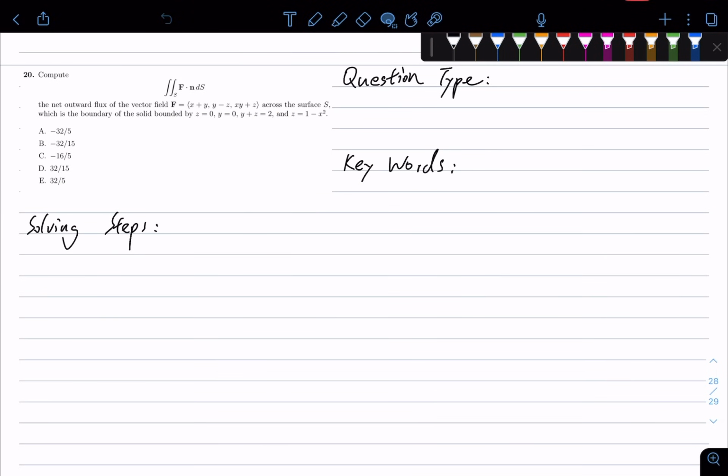Question number 20. Compute the surface integral, which is the outward net flux of the vector field F across the surface S, which is the boundary of the solid bounded by z equals 0, y equals 0, y plus z equals 2, and z equals 1 minus x squared. Okay, so again, I think many people would think that this is a surface integral in a vector field, but in fact, this is a divergence theorem problem.